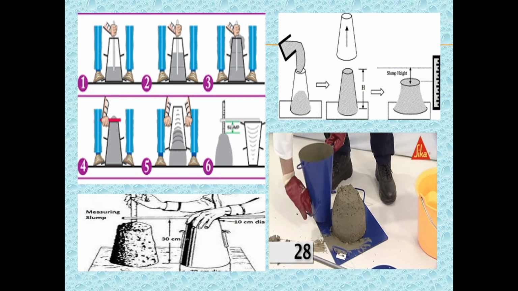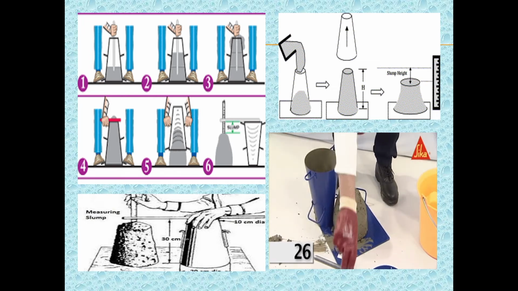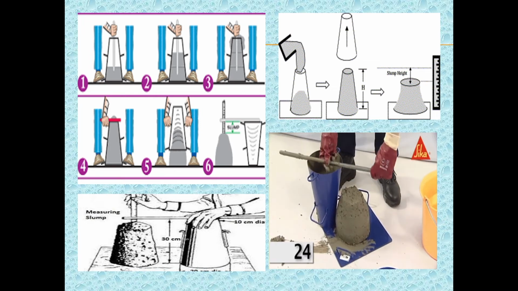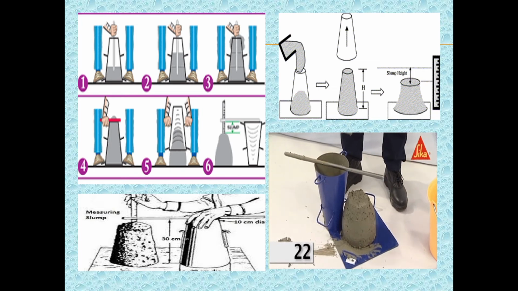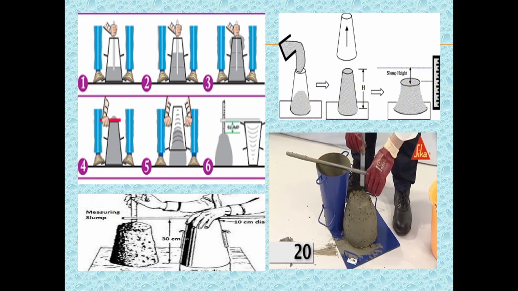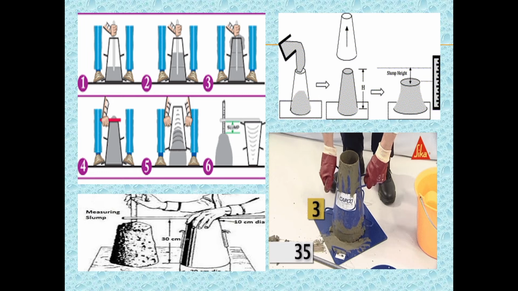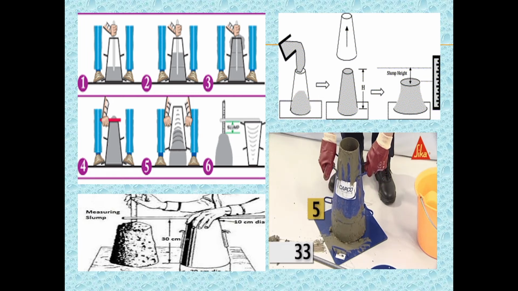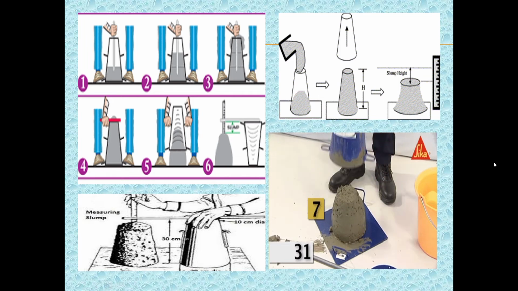This allows the concrete to subside. This subsidence is referred to as slump of concrete. The difference in level between the height of the mold and that of the highest point of the subsided concrete is measured. This difference in height in mm is taken as slump of concrete.